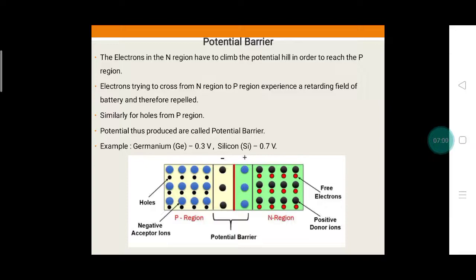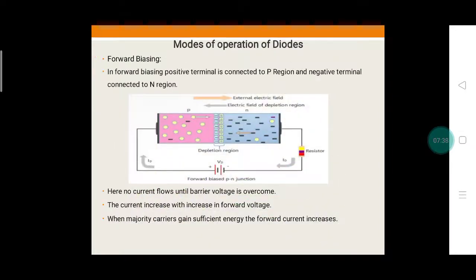When we connect this junction to an external supply, what will happen? A barrier will be created, because the depletion region contains tightly packed electron-hole pairs, and to jump from one side to the other, it requires some potential or initial energy for conduction. Hence, for germanium it is around 0.3 volt, and for silicon it is around 0.7 volt. Then we have different modes of operation.